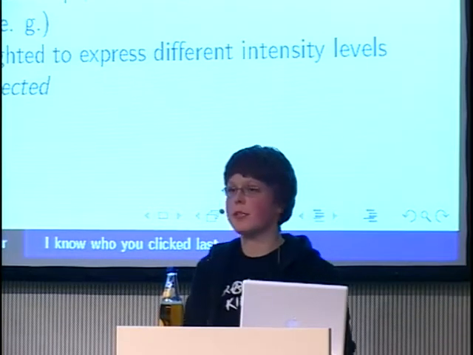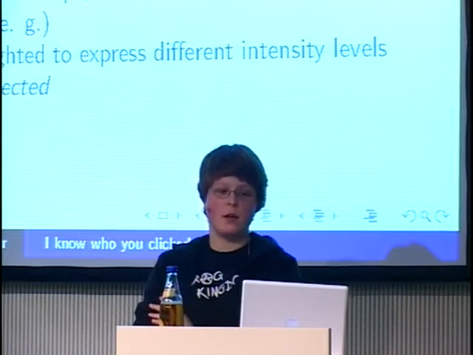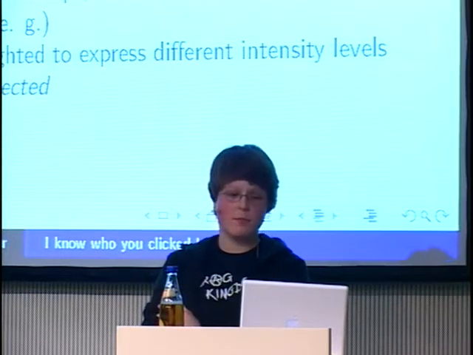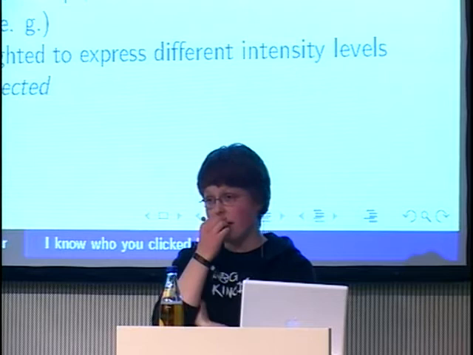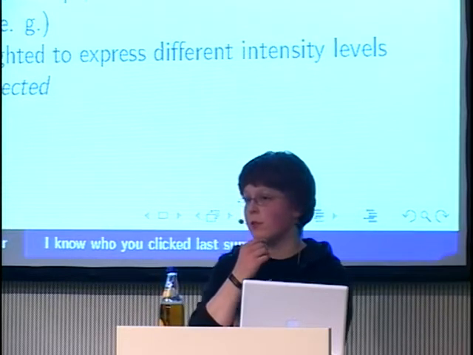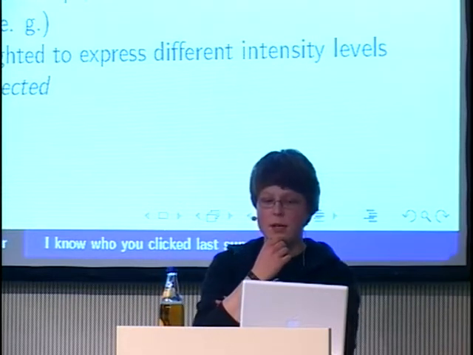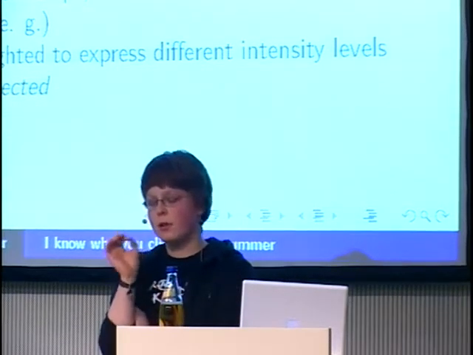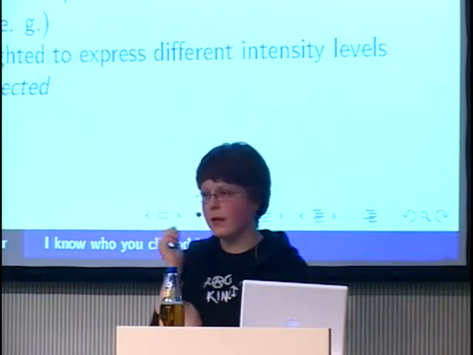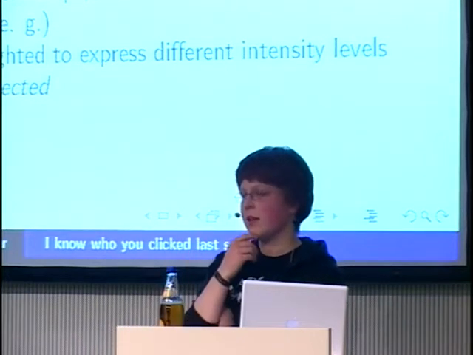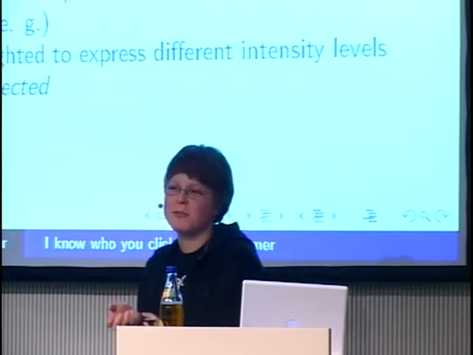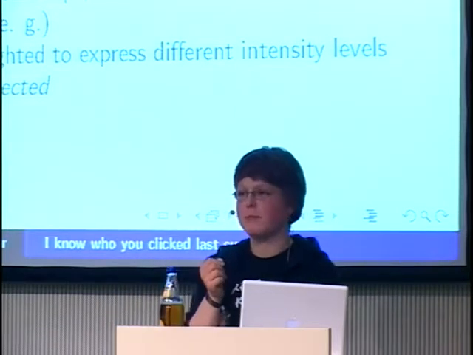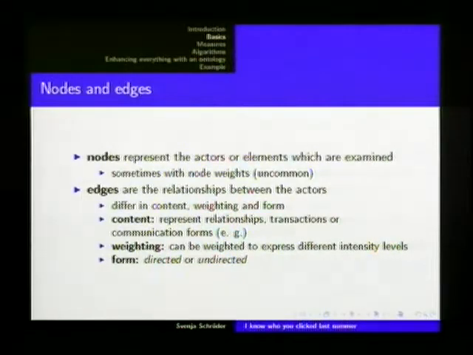Something about nodes and edges. Nodes, of course, represent the actors or elements in this network, which in a social network are actors. Sometimes you can add node weights, like a small number expressing some attribute, like nose length or something, which you can add to the node, but this is very uncommon, because as I said, the relations or the edges are the most important part of a network.